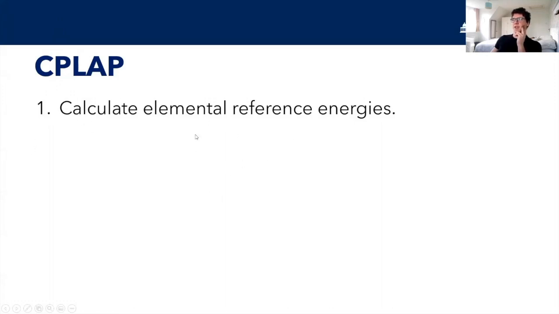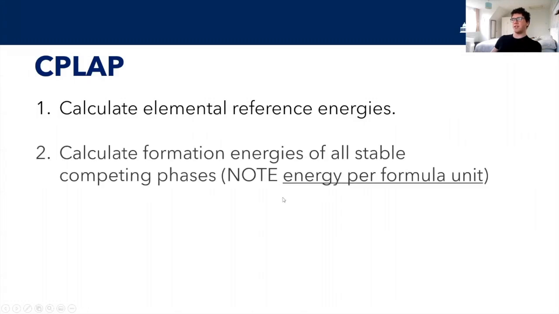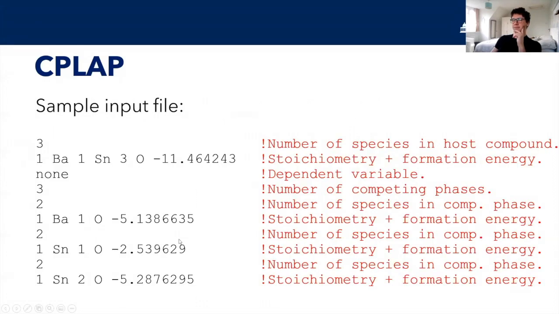And we can use the usual steps. So we calculate our elemental reference energies. We calculate the formation energies of all our stable competing phases, again, in energy per formula unit. And then we simply run CPLAP. So a sample input file looks like this, where in the first line, we specify the number of species in the host compound, so 3. In the second line, we put our stoichiometry and formation energy in this specific format. So 1 barium, 1 tin, 3 oxygens, and the formation energy.